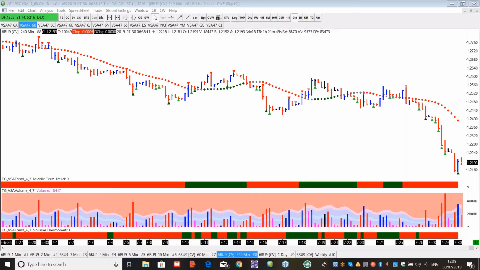The second thing is, what I want to talk about today is what's been going on in the British pound. At the moment, I'm showing you the futures contract of the 6B. One of the things that we talk about all the time is the importance of climactic volume and how important it is to our analysis, especially when we're talking about volume spread analysis.